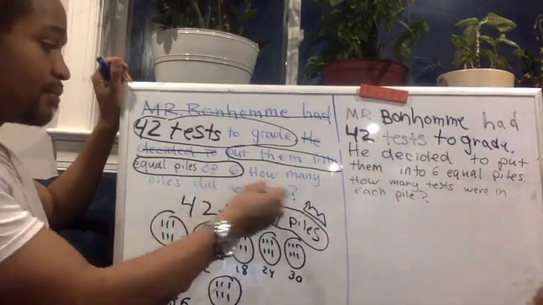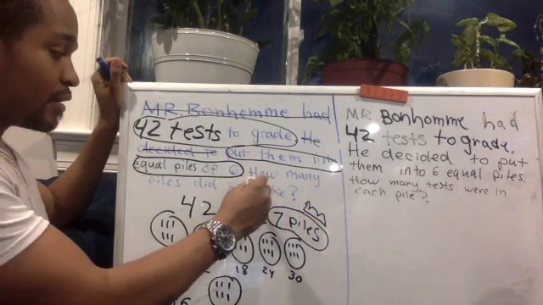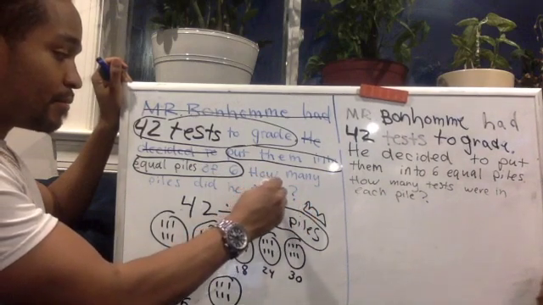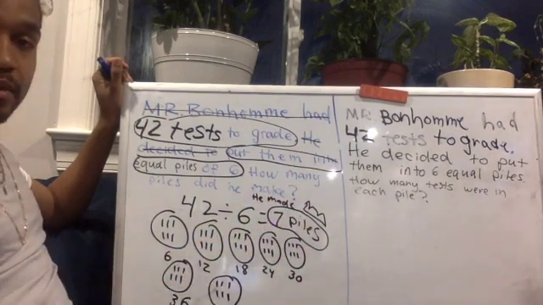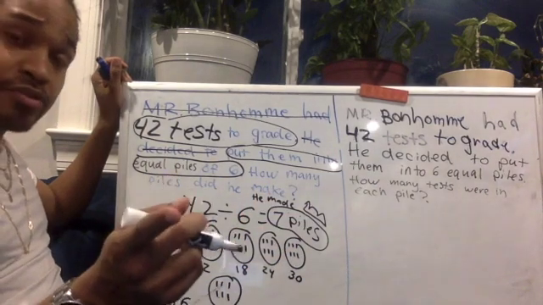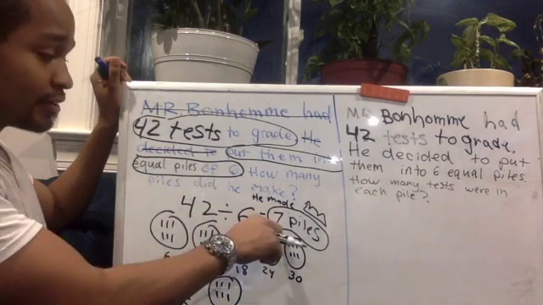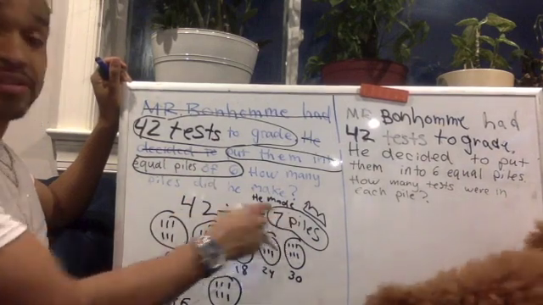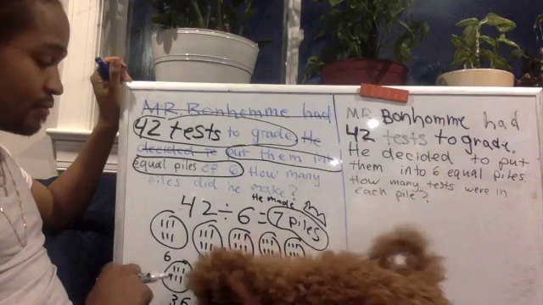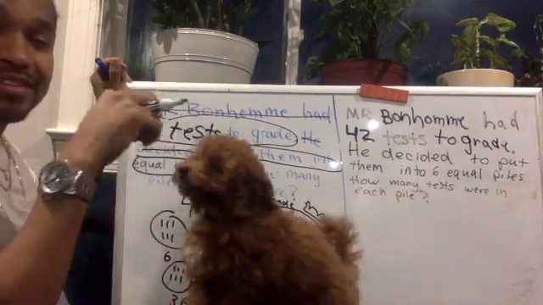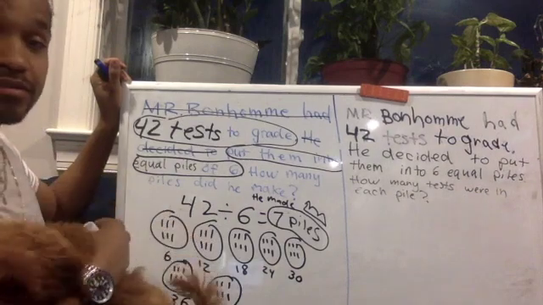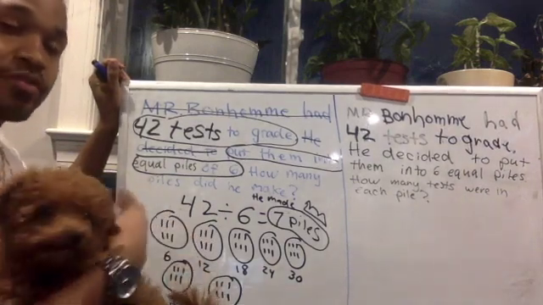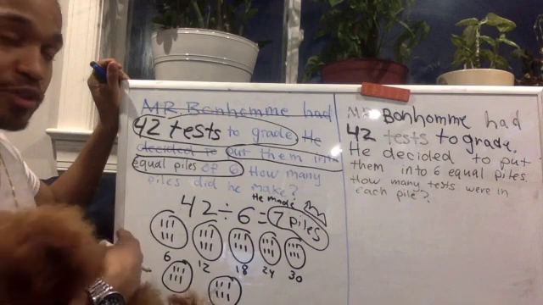How many piles did he make? He made 7 piles. Did you get the same answer? Did you get the same answer statement? Did your representation and your strategy look the same where you had 7 groups? If not, just reread it again and you can always start this video over.